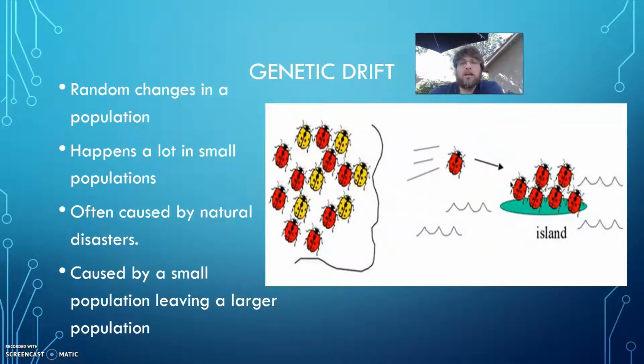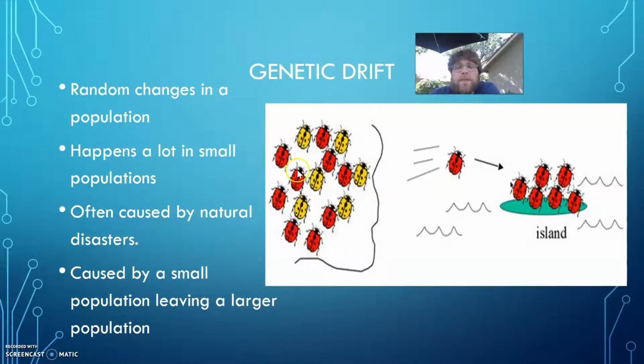Now, another example is genetic drift, and genetic drift is all chance. Okay, chance events change the allele frequency in a population. Okay, and this is pretty common in small populations. It can be caused by natural disasters. It can be caused by a small group of a population leaving a larger population.